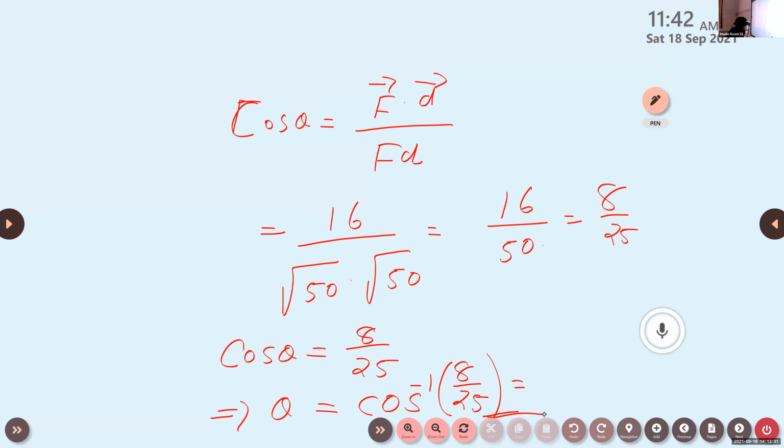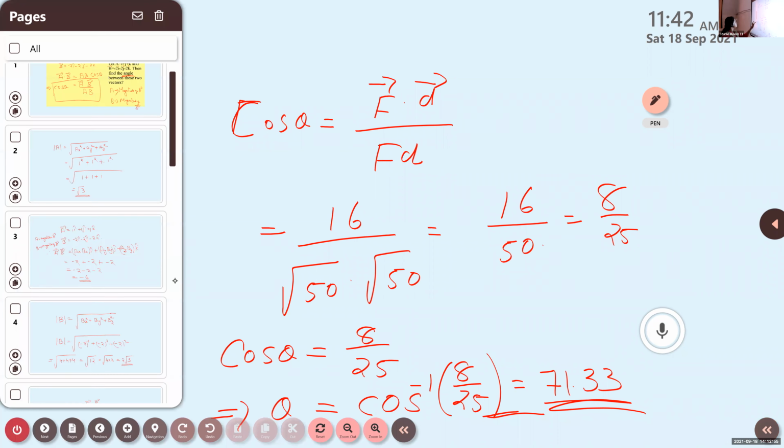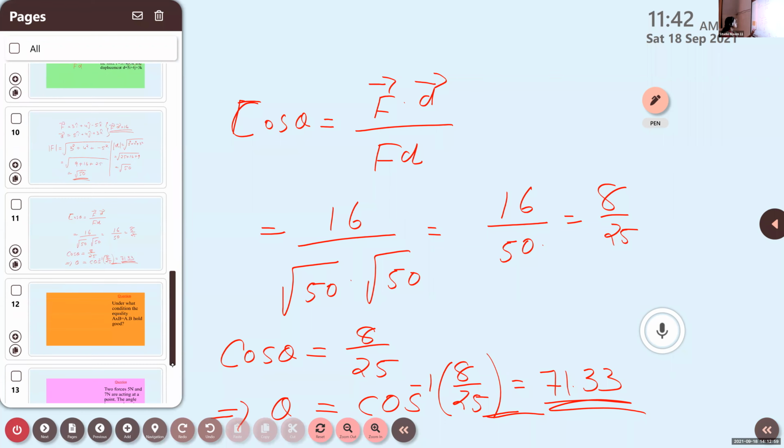Actually, the decimal value is something like 71.33. If you write theta is equal to cos inverse 8 by 25, no problem, you will get the marks. Or you can convert it into decimal, 71.33 is the answer. Can we move to the next question?